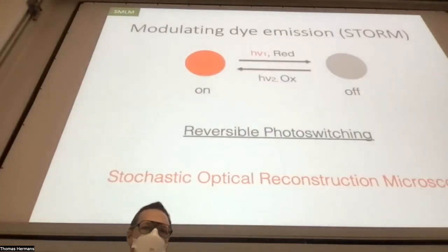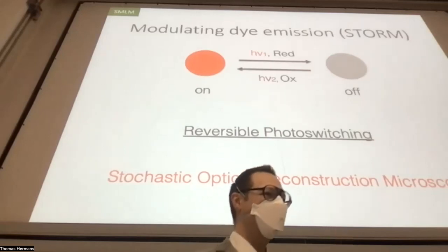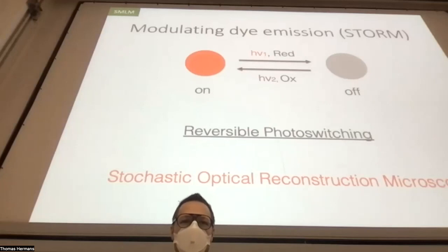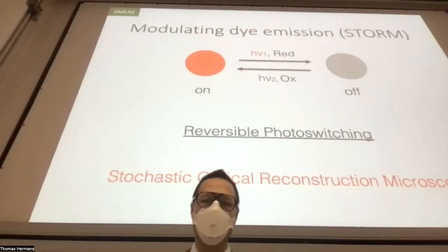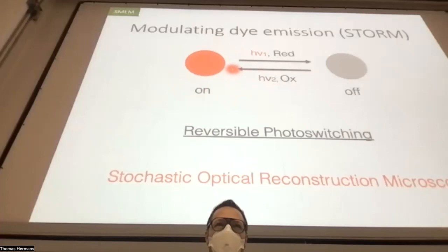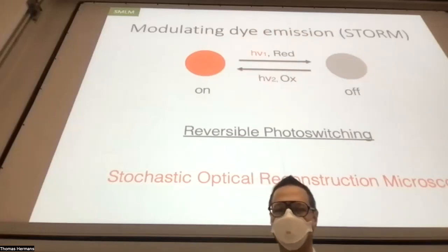Okay, so I told you you need dyes that blink. So I'm going to tell you 3 different methods for getting blinking of dyes. The first one is called STORM, which stands for Stochastic Optical Reconstruction Microscopy. In STORM, you have a dye which has 2 states. It's on, it's fluorescent, or it's off, it's dark. And I can use reduction and oxidation chemistry to switch the dye on and off. So this is reversible photo switching.